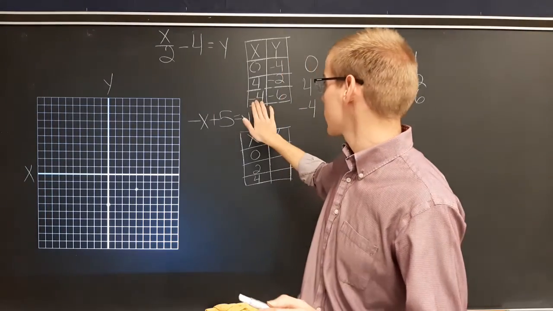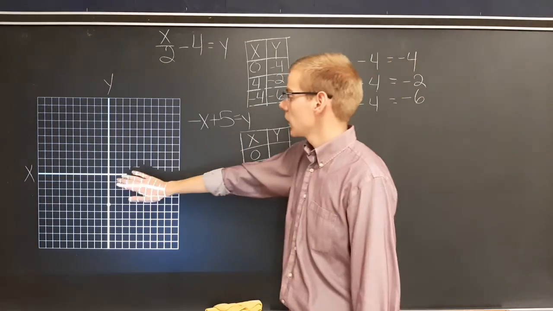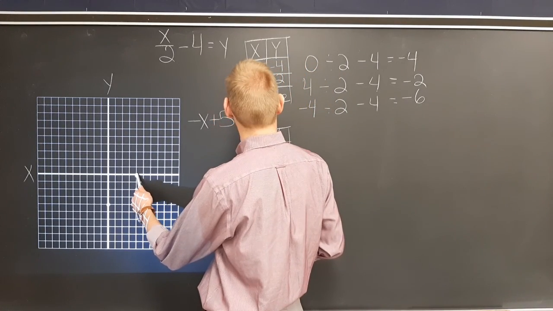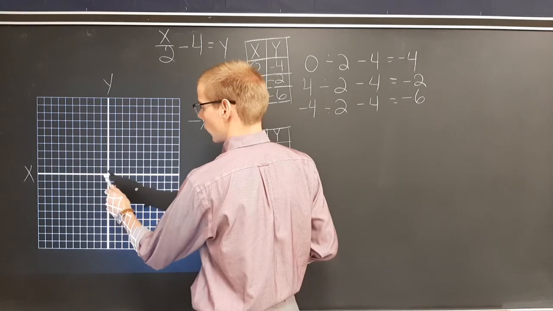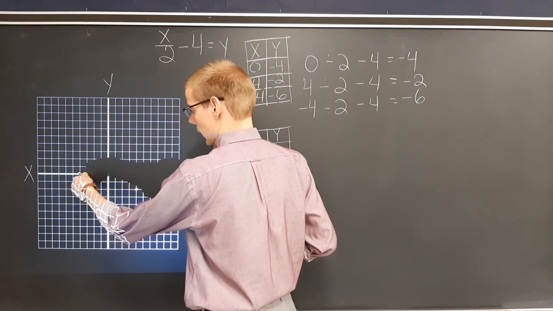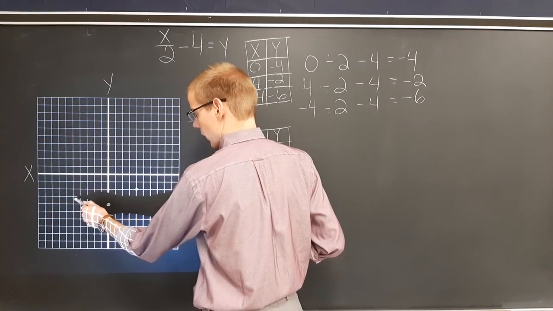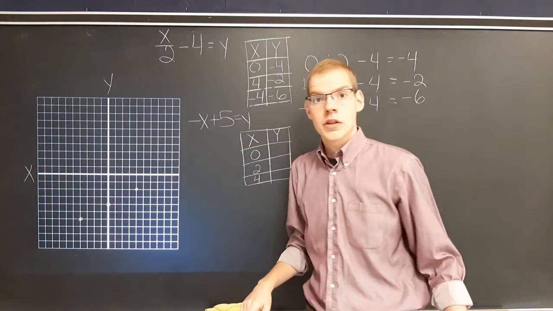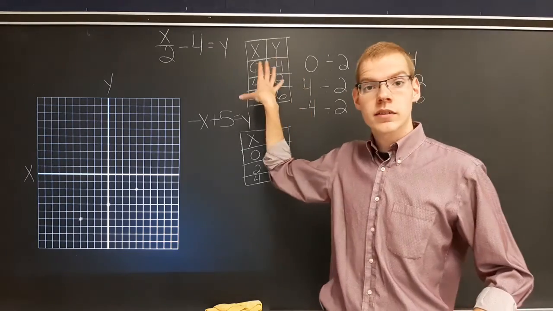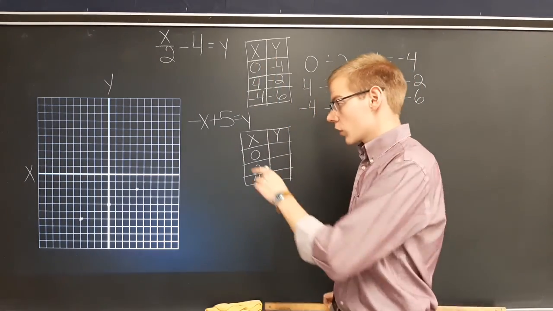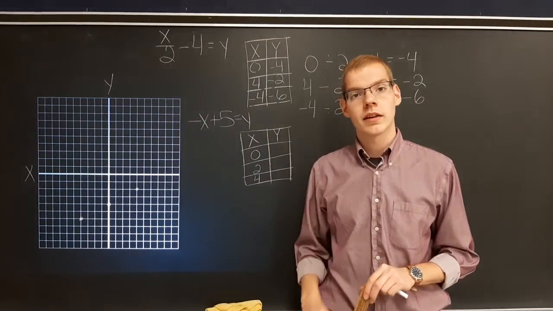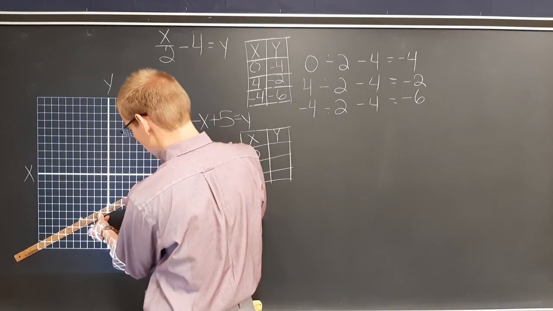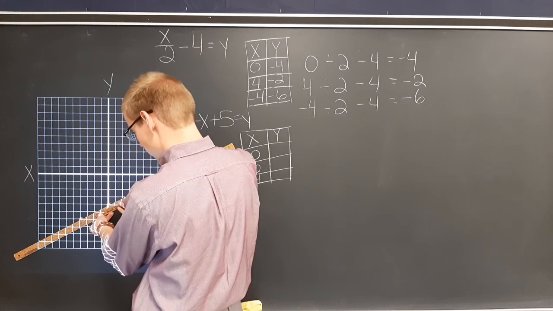And then we have our last one, negative 4 and negative 6. Negative 4, 1, 2, 3, 4, and then negative 6. 1, 2, 3, 4, 5, 6. Right here. So, to figure out if you have these ones right, basically, put them on a graph like that, and then take a ruler and make sure that you can actually draw a straight line through all 3 of them.